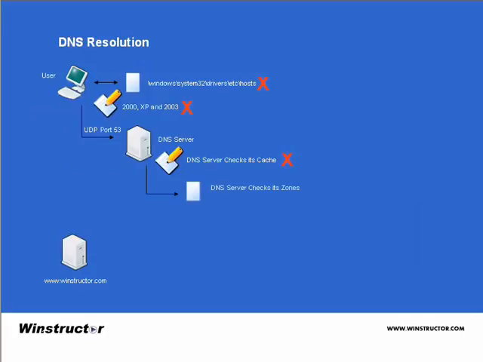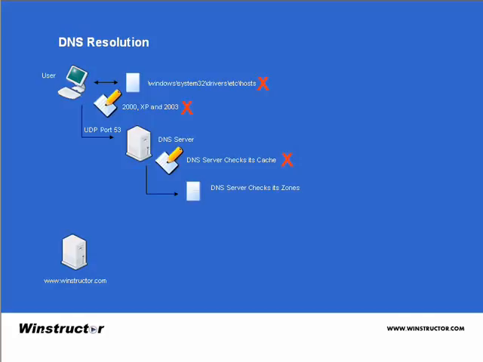However, if the DNS server doesn't have the information cached, it checks the name against its zones. Now a zone is simply a portion of a contiguous namespace in which a server has been given authority over. Now you wouldn't expect to have a zone on your DNS server for winstructor.com, although you certainly could. So unless this request is for a host inside your own domain, then it's unlikely that the answer will be found here.